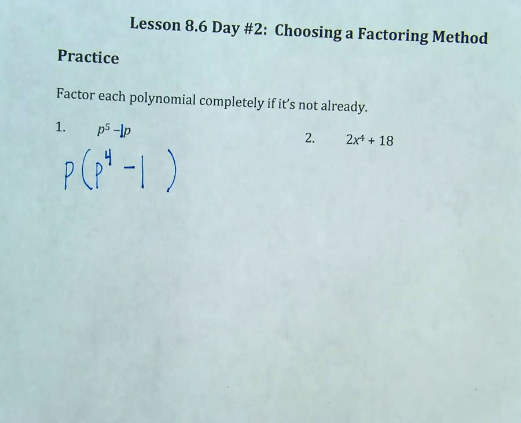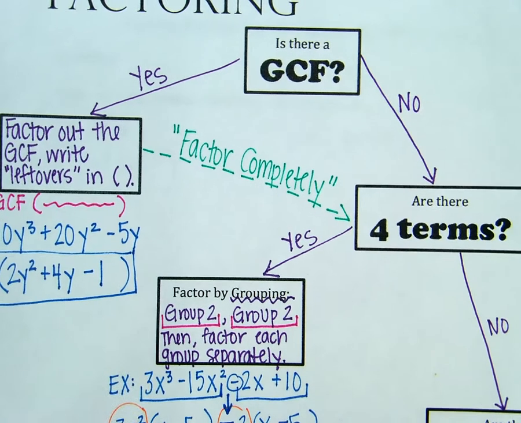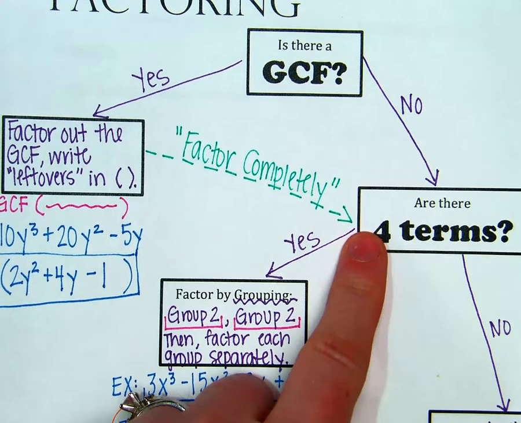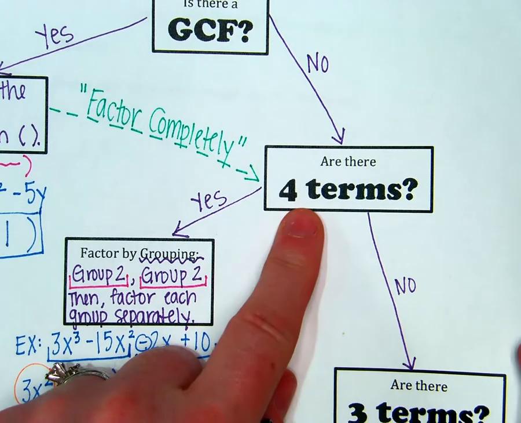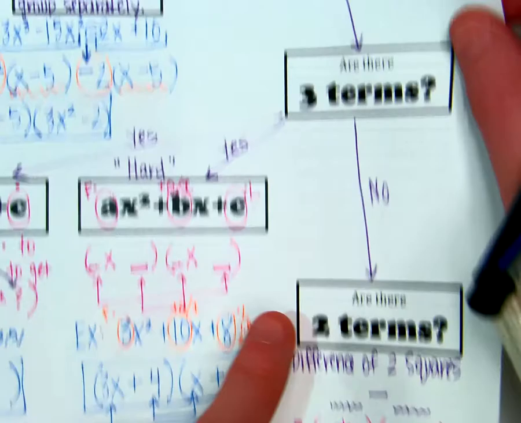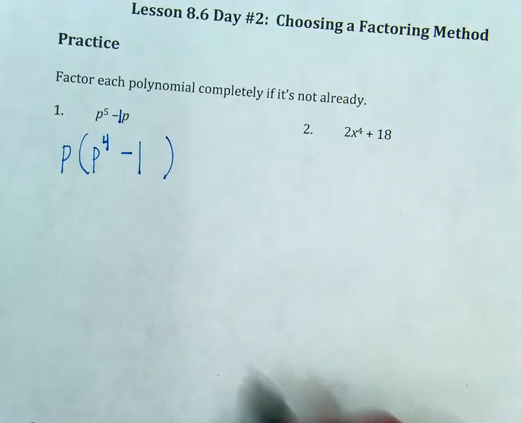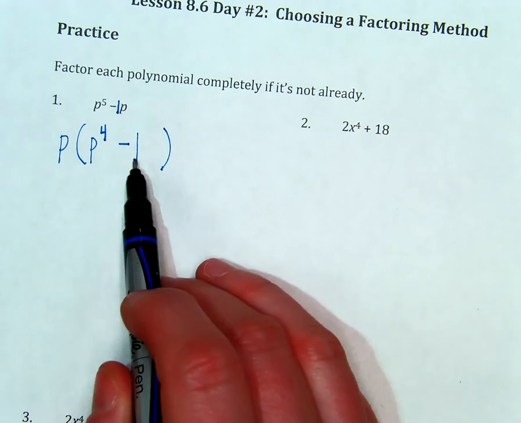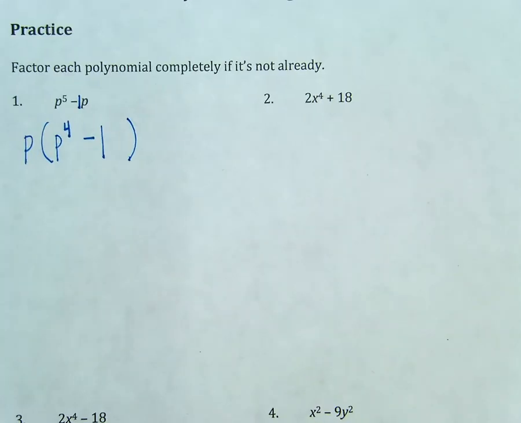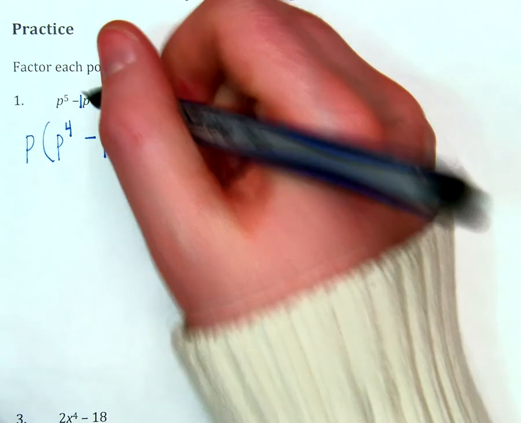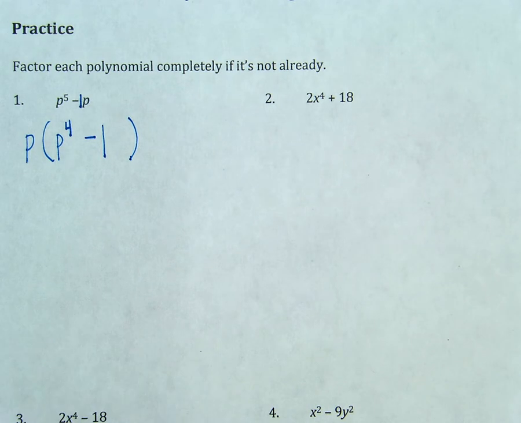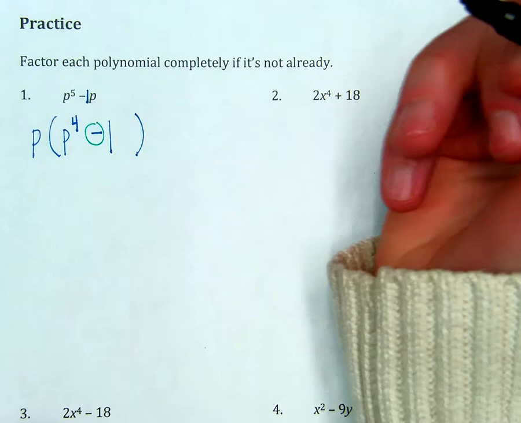After you factor out the GCF, you've got to check and see if it's a factor completely problem. So are there 4 terms? No way. Are there 3 terms? No. Are there 2 terms for this one? There are 2 terms left in those parentheses. I have p to the 4th and negative 1. So you have to see if that's a difference of squares. Difference means that you have to have a minus sign in between your 2 terms. And we do have that, so that's a good thing.